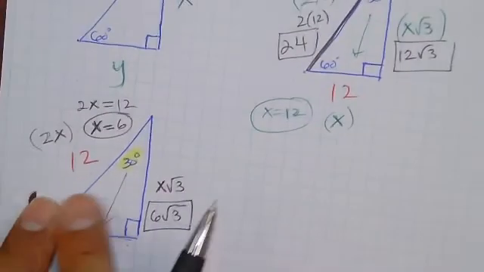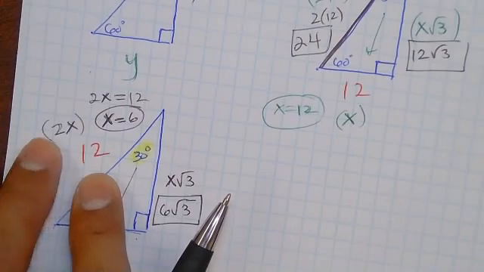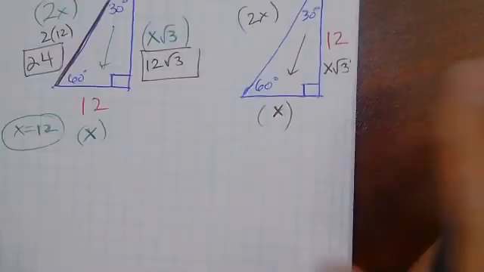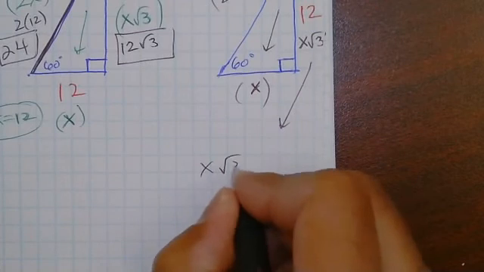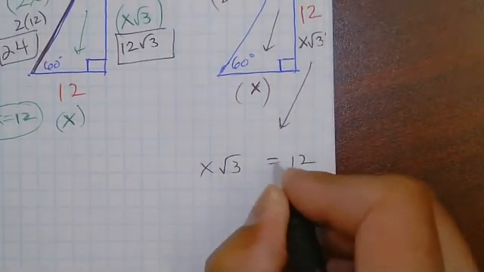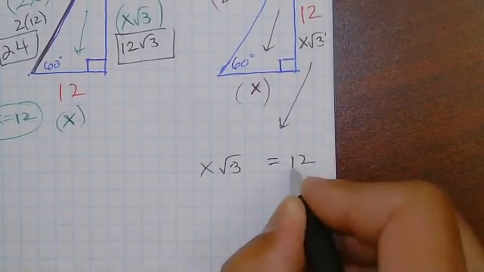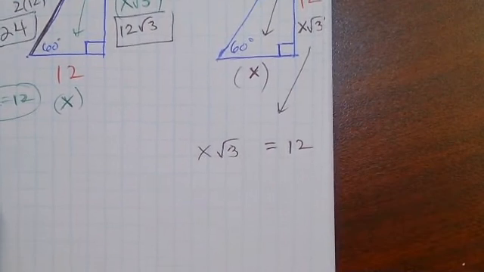How do we do it? Well, whatever the relationship is, you put it equal to this, right? Just like we did over here, just like we did 2x equals 12. You put 2x equals 12 and we got 6. We're going to put this over here and solve for x. Something times root 3 equals 12.